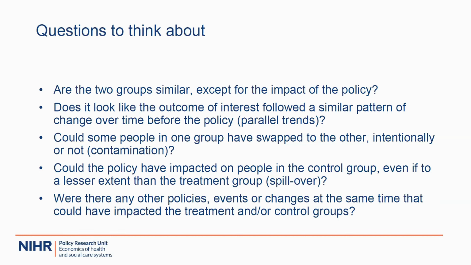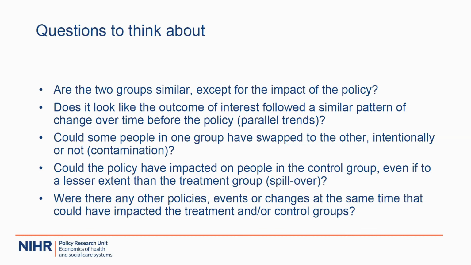Or could the policy, though intended to impact the treatment group, people receiving cholecystectomies, have also impacted the group we're using as a control group? So you can have what's sometimes called spillover effects, where a more general part of practice has changed, and that's affecting both groups, and that distorts what we see.